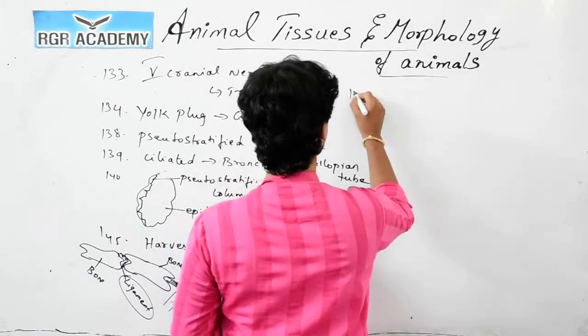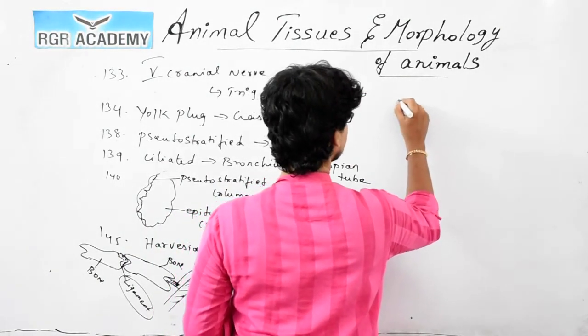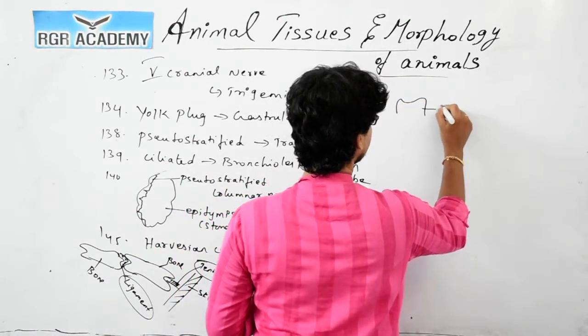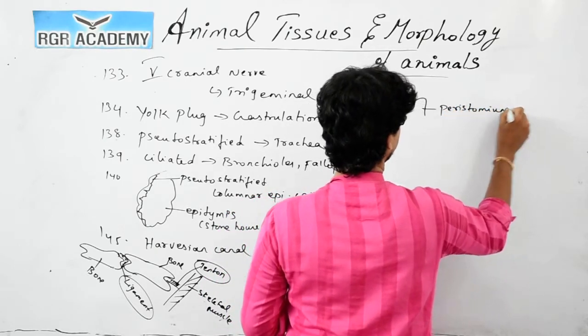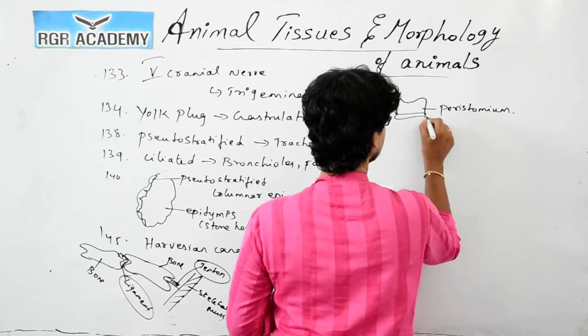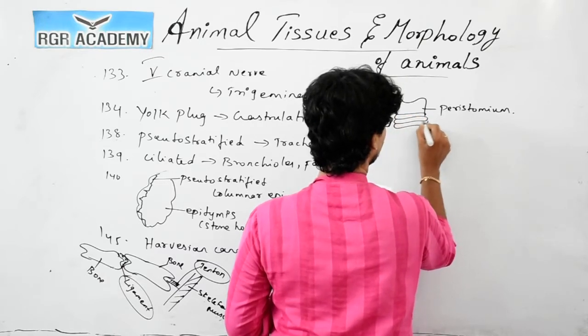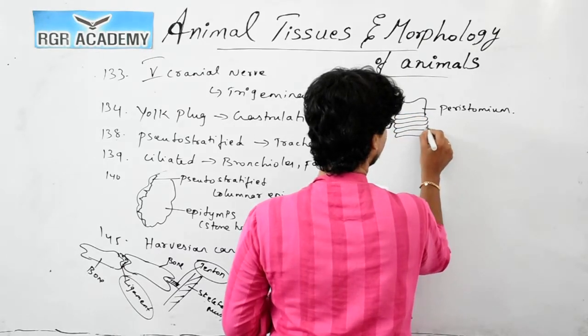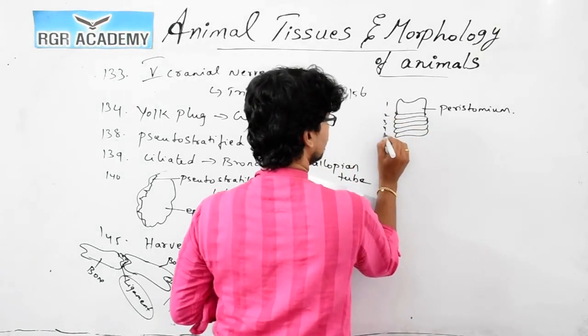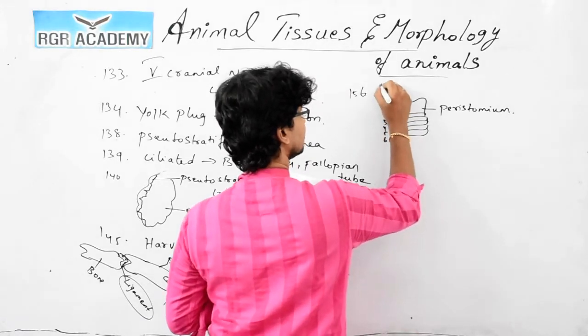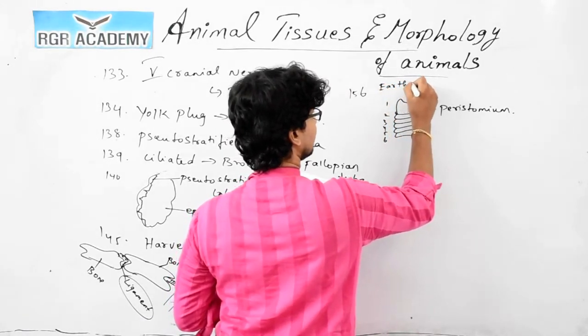So question number 156, the first segment is the peristomium of earthworm. Then comes the other segments. So segment 1, 2, 3, 4. So metameric. These are like somites we call it as. So 1, 2, 3, 4, 5, 6, which keeps going on like this in case of earthworm.